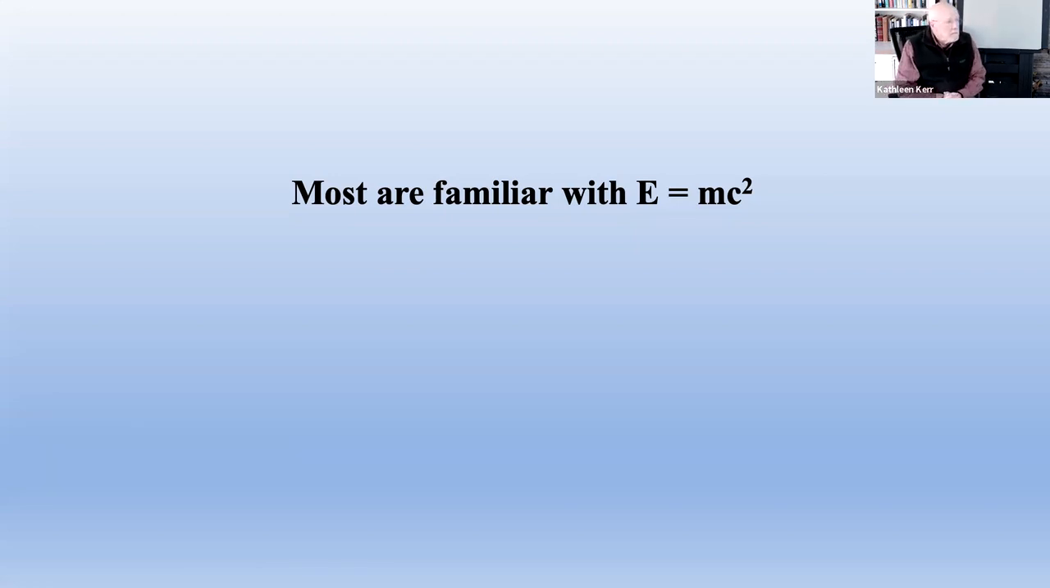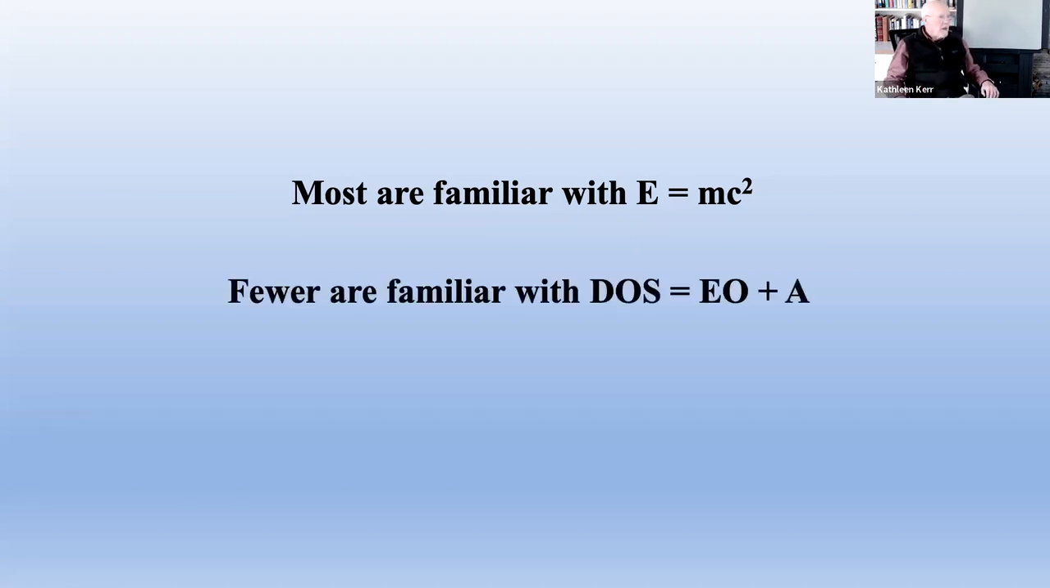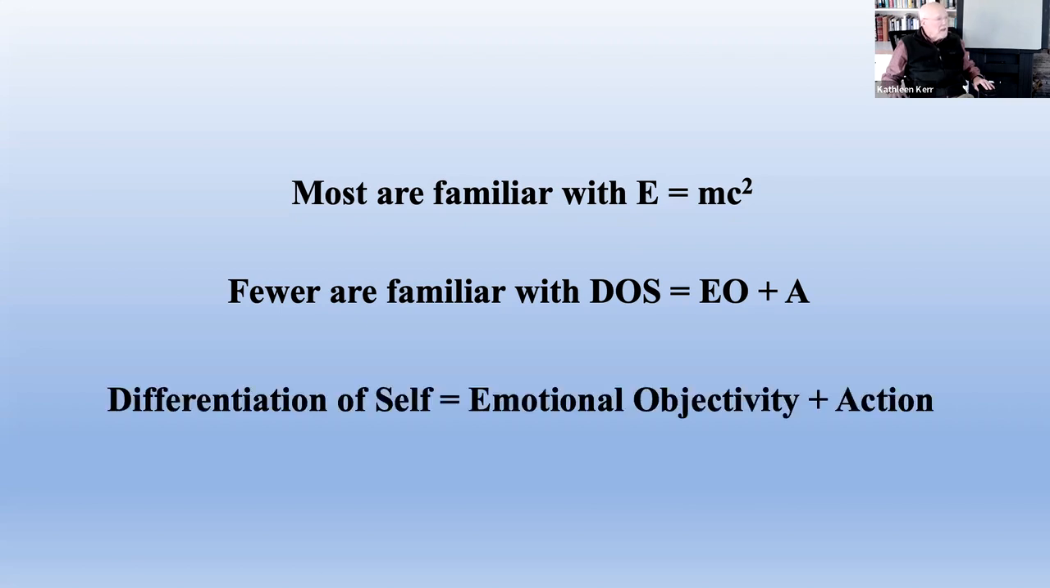Okay, so most are familiar with E equals mc squared. Everybody probably pretty well knows Einstein is the author of that. And maybe a little less familiar, but I hope not too unfamiliar, is one I came up with some years ago: DOS equals EO plus A. Next slide. Meaning differentiation of self equals emotional objectivity plus action. I think that's really a quote from Bowen that I incorporated.